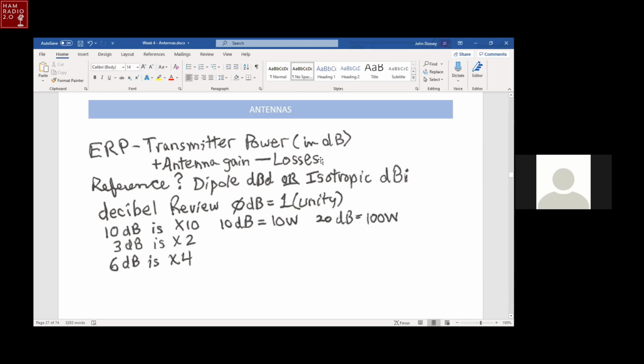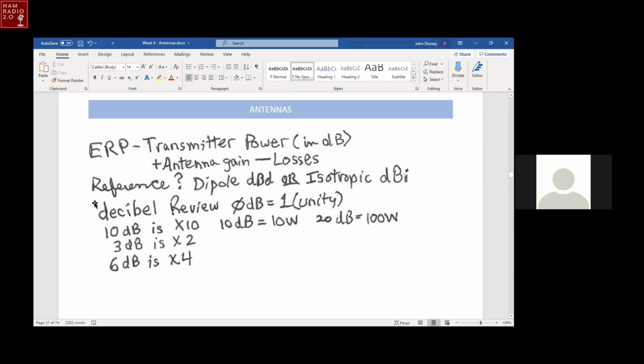If you're operating a repeater site, you may have filters. You'll have a duplexer, so you subtract off the duplexer loss. And for ERP, you have to know what the reference is. Is it a dipole antenna reference or is it an isotropic reference? ERP will be given as dBd or dBi, depending on which reference it is. dBi for the isotropic, dBd for the dipole reference.